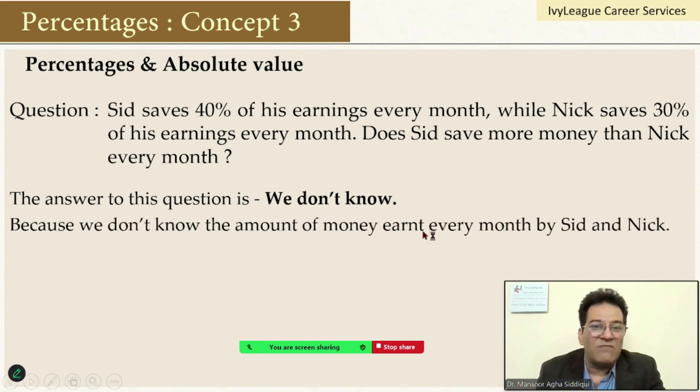Because we don't know the amount of money earned every month by Sid and Nick, so we do not know the answer to this question. Data is insufficient. The question has less of data. We need more information in the question, only then we can answer this question.